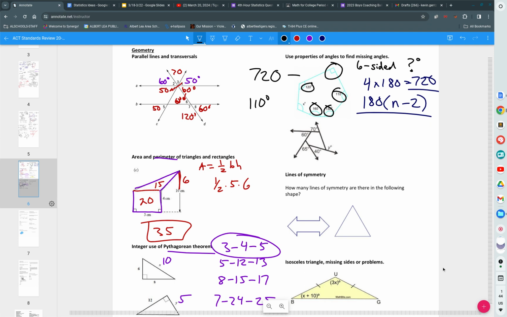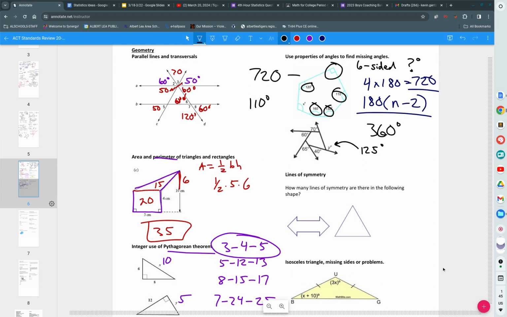The next one is different because it's not interior angles, it's exterior angles. This one you don't need to figure out. This one you do need to memorize. What do all of the exterior angles of a shape add up to? 360. So we are going to subtract 70, 60, 165, 40 from 360 and come up with 125 degrees. So those are some good geometry things to remember.